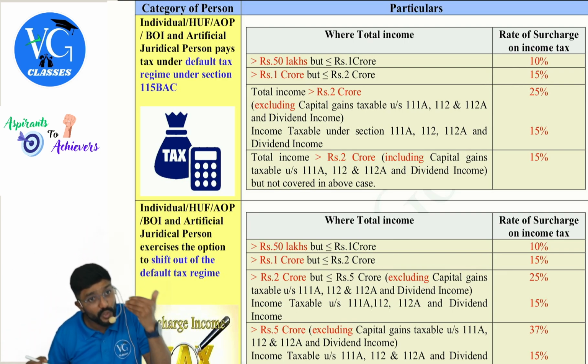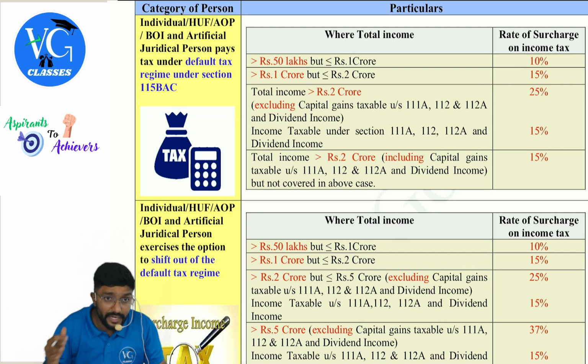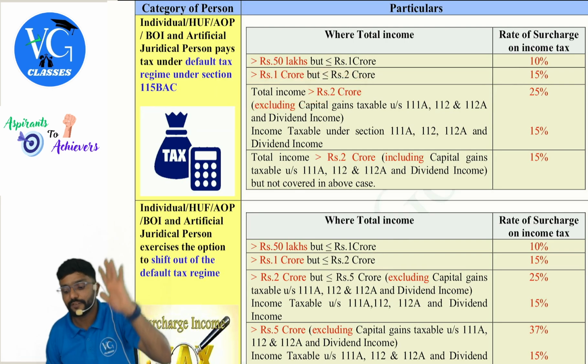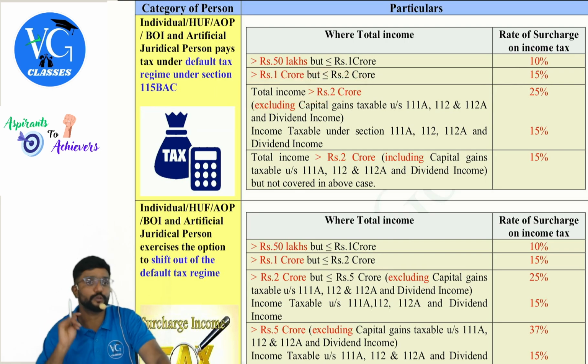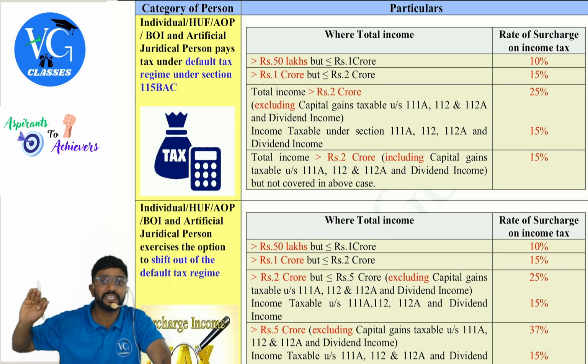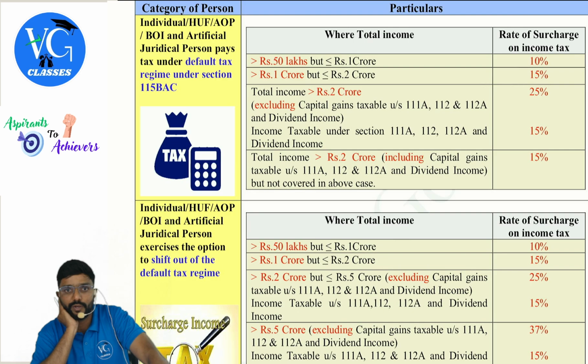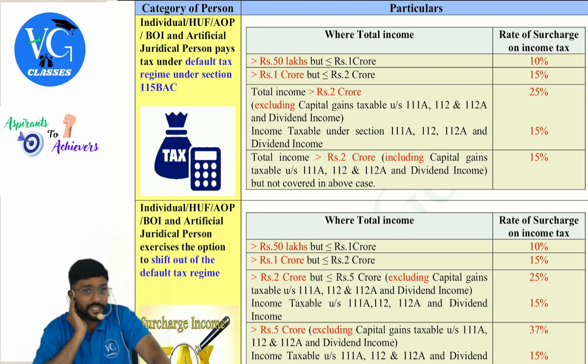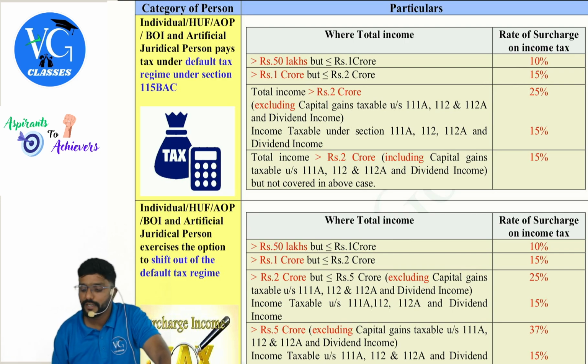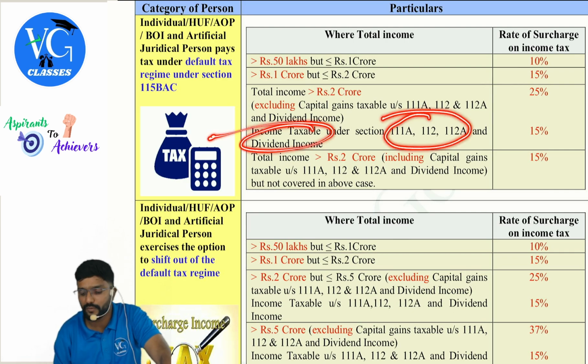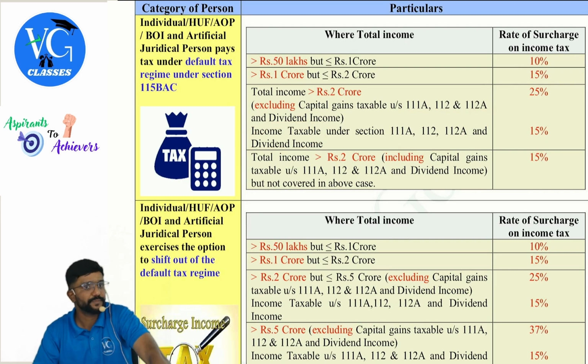Provided, excluding capital gain special income and dividend income, your total figure is more than 2 crore. Only then, whatever tax you would have calculated on those incomes, the surcharge rate is 25%. Whereas whatever tax you would have calculated on capital gain special income and dividend income, the surcharge rate is 15%.